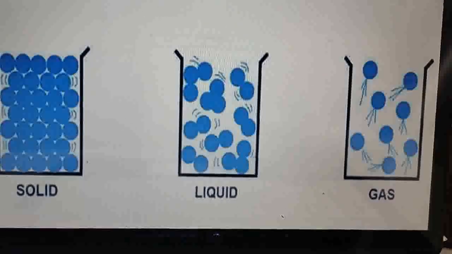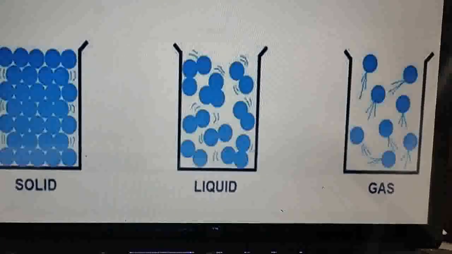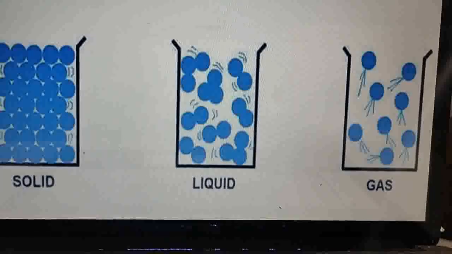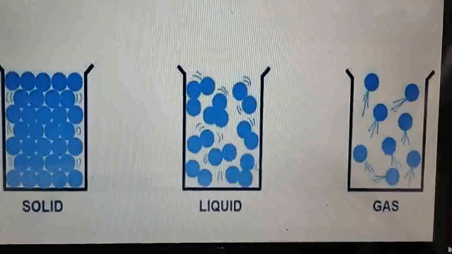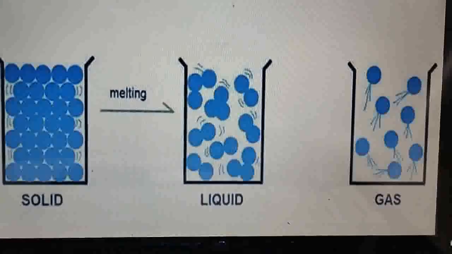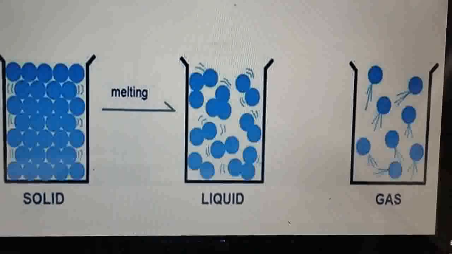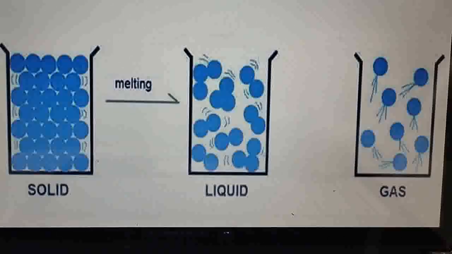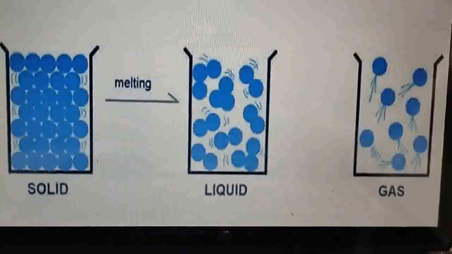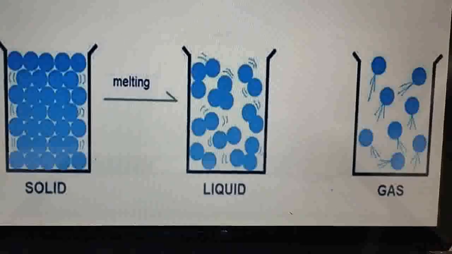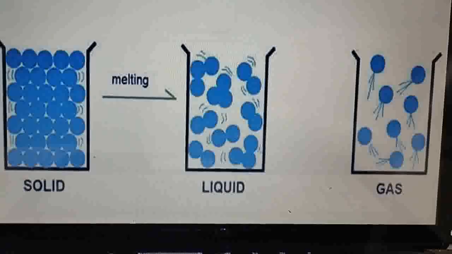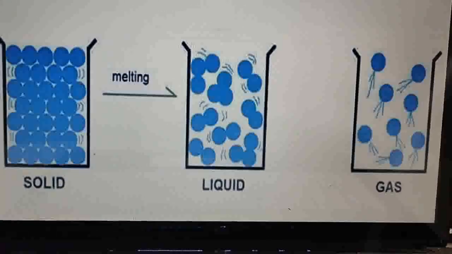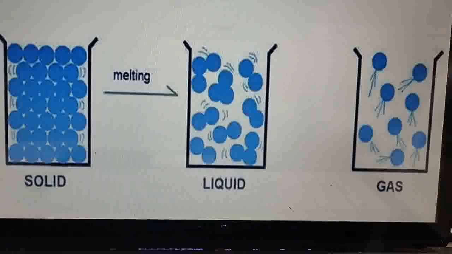What are the three processes? Solids, when we heat them, are converted to liquid. This process is called melting. Yes, for example, your ice cream. When you are eating an ice cream and I say you will eat it after 10 minutes, what will you say? You will definitely say, ma'am, it melts. Melts means melting. A solid form changes to a liquid form.